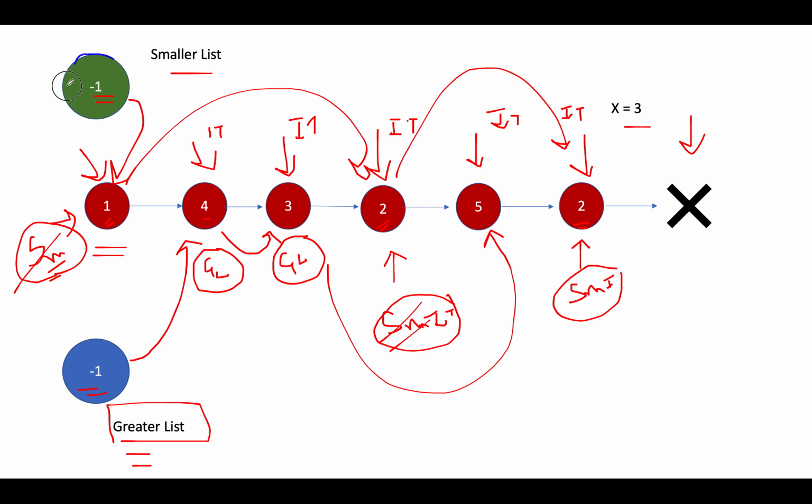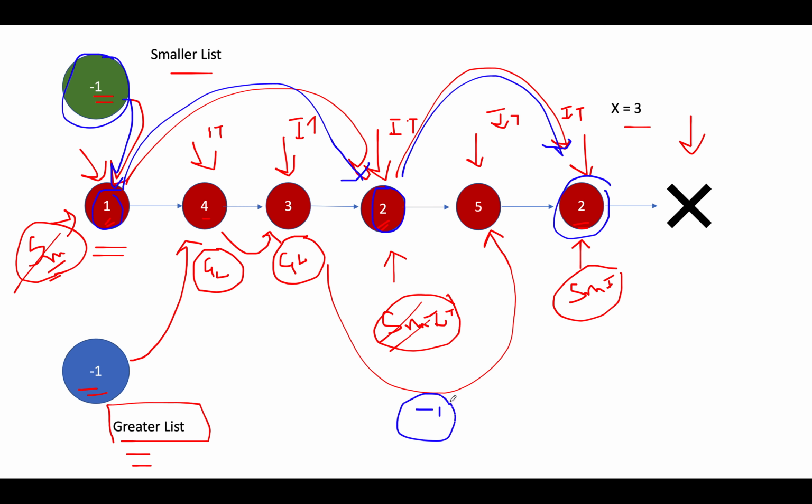So small list is starting from -1 going till 1. We have 1 and then we have 2, and then we have again another 2. So it is highlighted in blue. It is something like this: -1, then 2, then 1, then 2, and then followed by another 2, and then we have null here. So this is my small list.